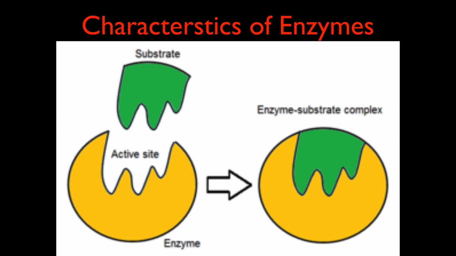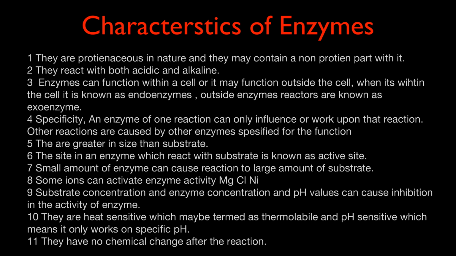where the substrate is attached. A small amount of enzyme can cause a reaction in a large amount of substrate. So enzyme is required in very small quantity for a large bulk of substrate. There are some ions that help activate the enzyme such as magnesium and chlorine, and substrate concentration, enzyme concentration and pH values can cause inhibition in the activity of enzymes. So there are some factors which inhibit the activity of enzymes.